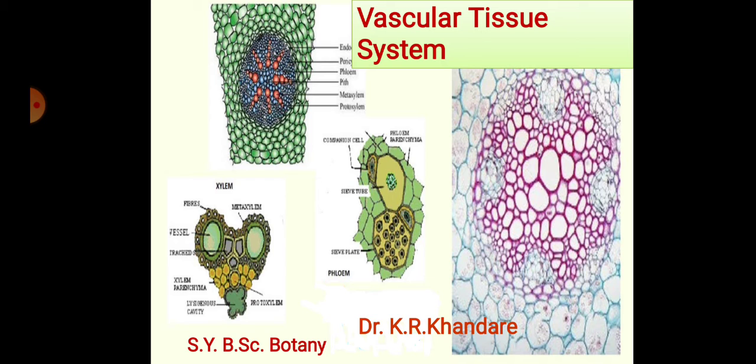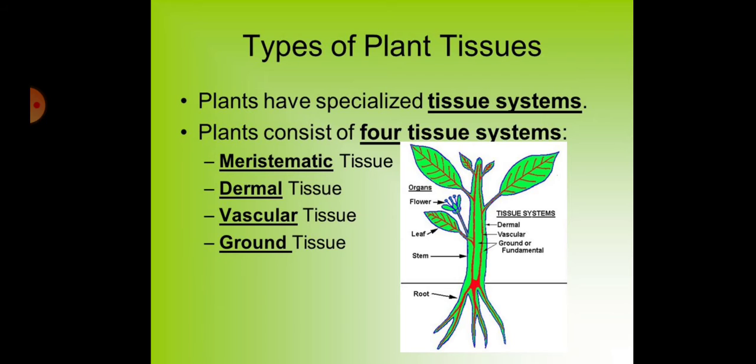Students, here we are going to discuss about vascular tissue system. As we know, there are main four types of tissues found in plants. Or we can say plants have specialized tissue systems, and a plant consists of four tissue systems: meristematic tissue, dermal tissue, vascular tissue, and ground tissue. Here in this lecture, we are concerned with vascular tissue.